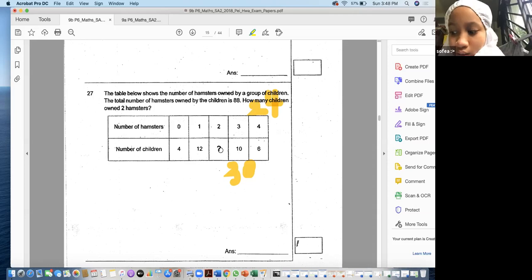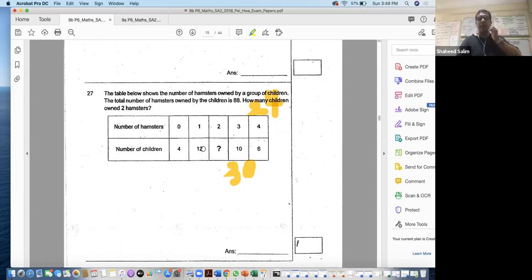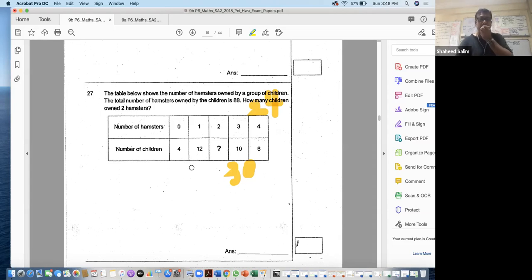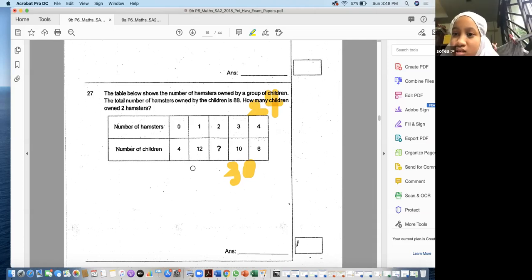Okay. How many children have... So then, Rahana, you continue down here. 12 children have 1 hamster each. How many hamsters is that? 12 children own 1 hamster. How many hamsters do the 12 children have? Each one owns 1. How many, Rahana? My answer is 26.